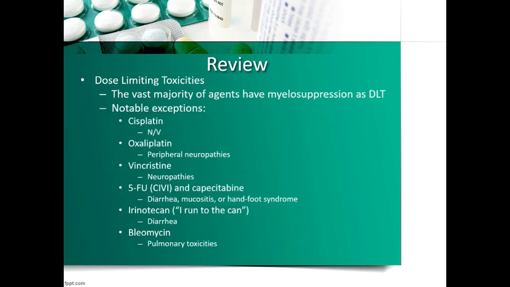Looking at some of the important side effects that we've talked about that are not myelosuppression, we've got cisplatin causing nausea, vomiting, oxaliplatin leading to peripheral neuropathies, vincristine causing peripheral neuropathies, 5-FU and capecitabine, irinotecan and diarrhea, and then bleomycin causing pulmonary toxicities. So these are the non-myelosuppression dose-limiting toxicities, and we'll definitely cover these in the next video.